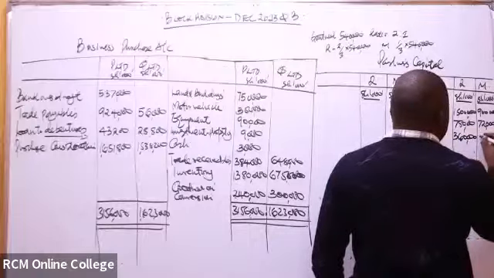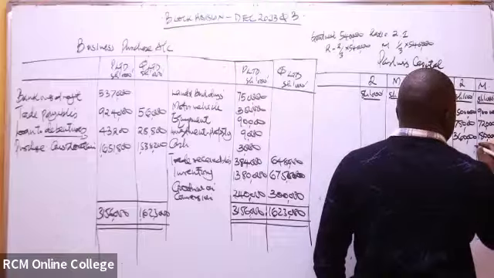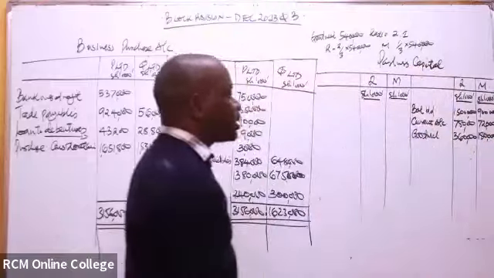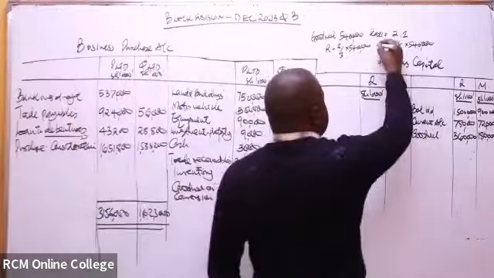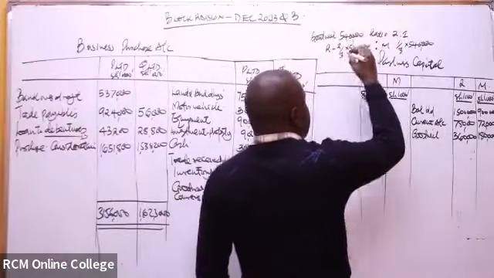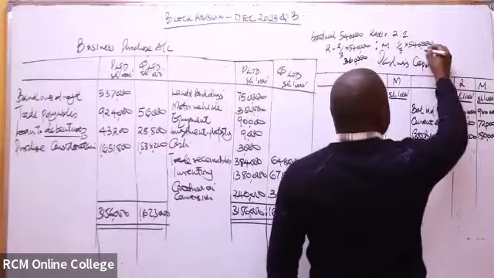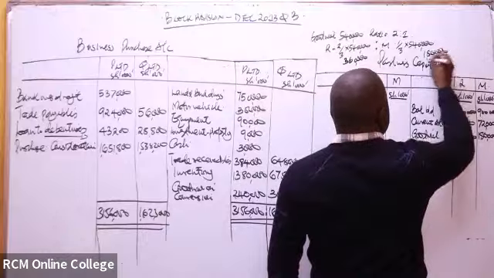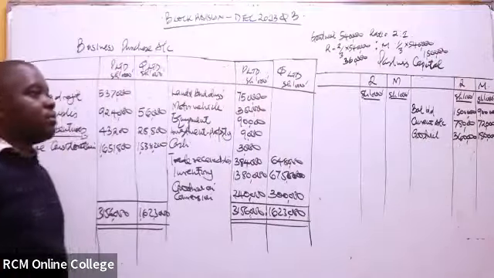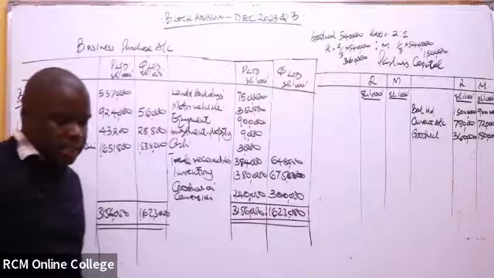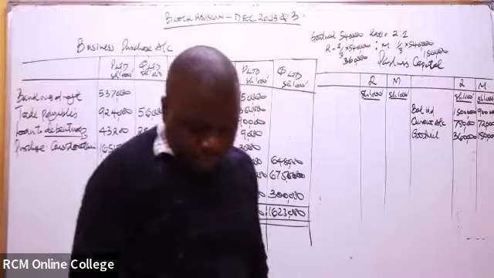360,000. Then of course for M, it will be 180,000. If you do the computation there, according to how they were sharing the profits, this one comes to 360,000, and this one will come to 180,000.